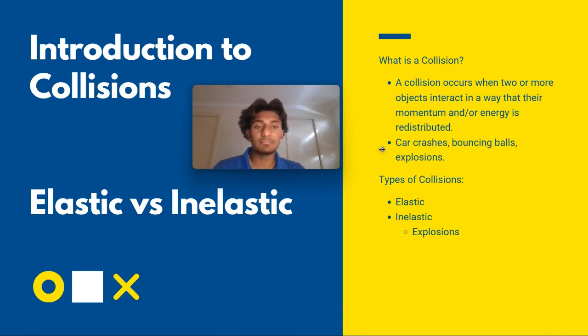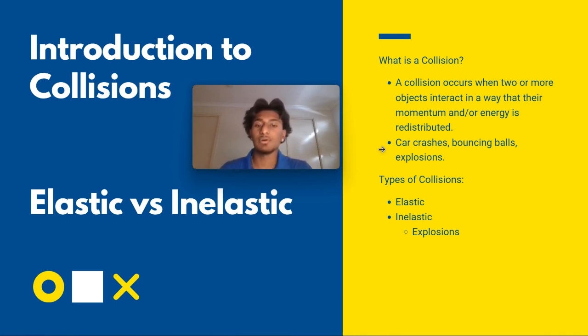Now let's talk about collisions. Before we start drawing up diagrams and doing calculations, let's first explain what a collision is. A collision is where two or more objects come into physical contact with each other, and in this process they redistribute their momentum and their kinetic energy.